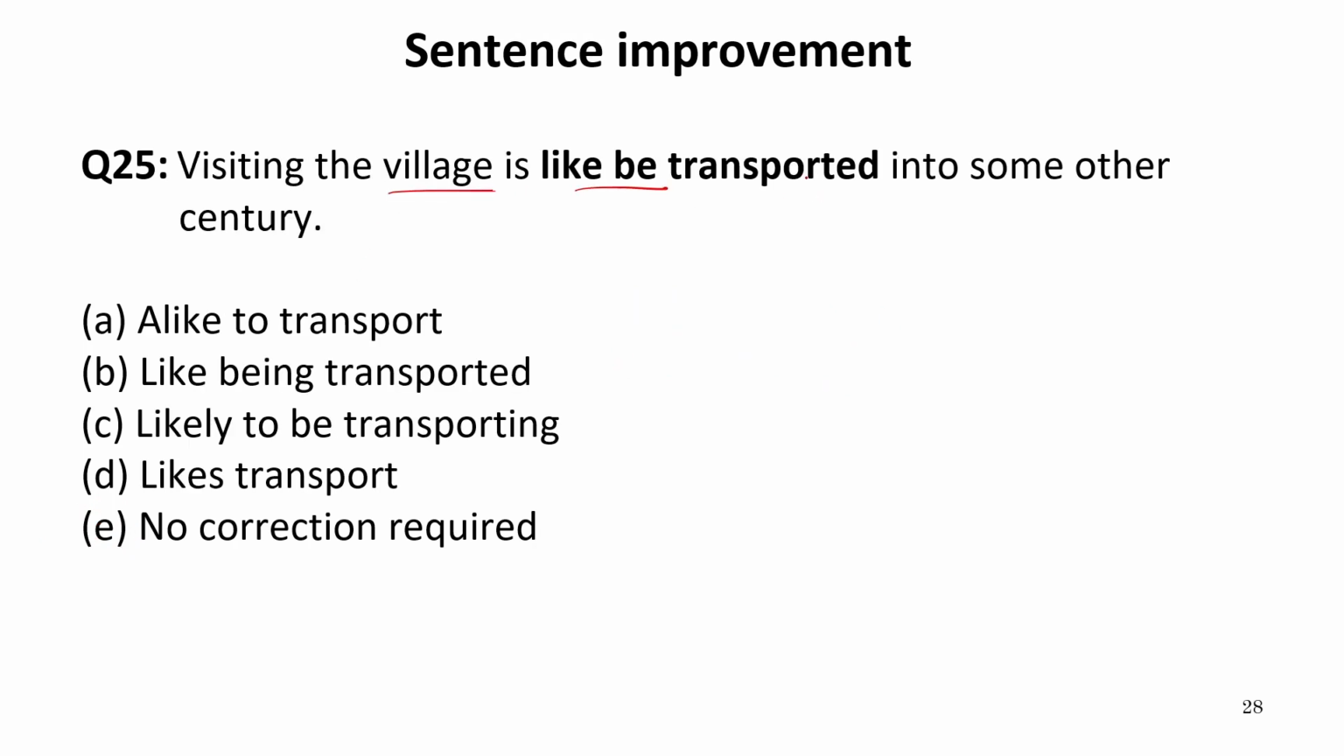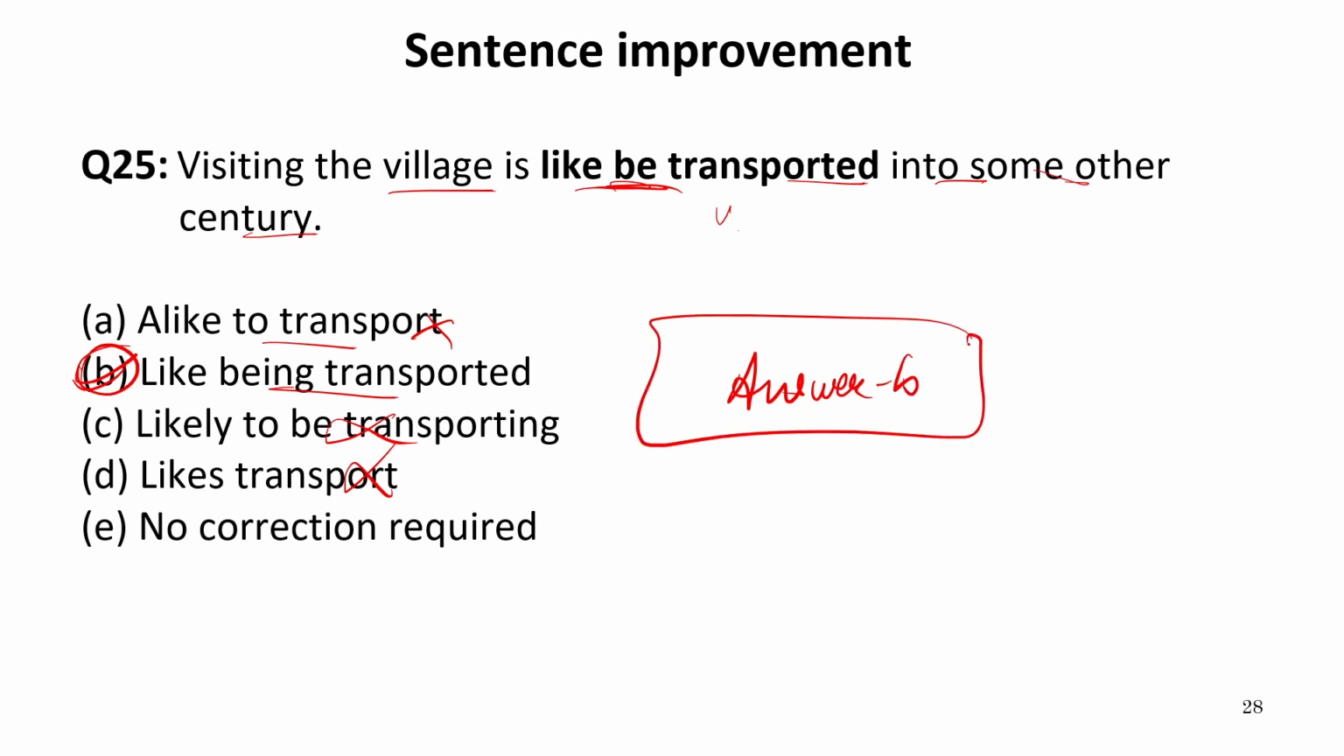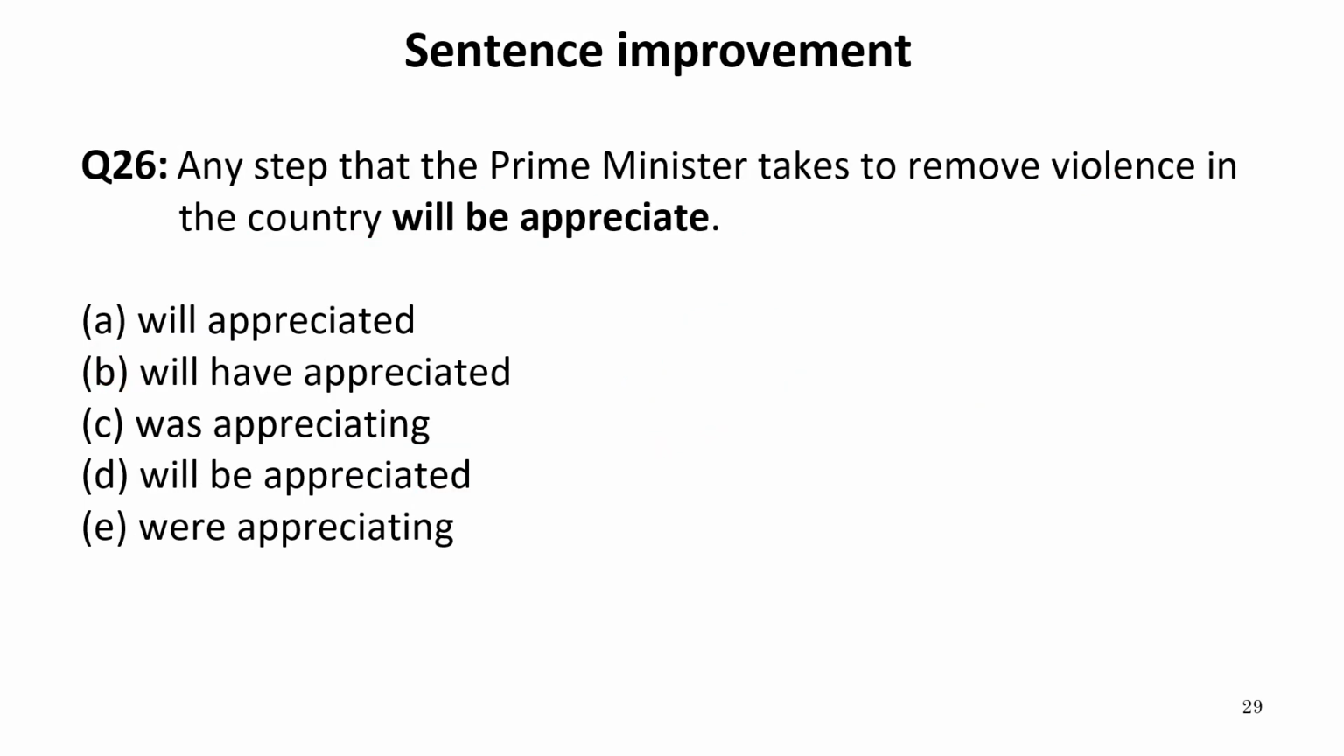Visiting the village is like be transported into some other century. Now after be, we can either have ing form or we have third form. But like be transported, obviously we cannot use this word as it is. Like to transport, no. Like being transported, likely to be transporting, likes transport, no. B is absolutely correct answer. So our answer is B. I hope you understood all the questions. These are very, very simple. Now let us move to the next one.